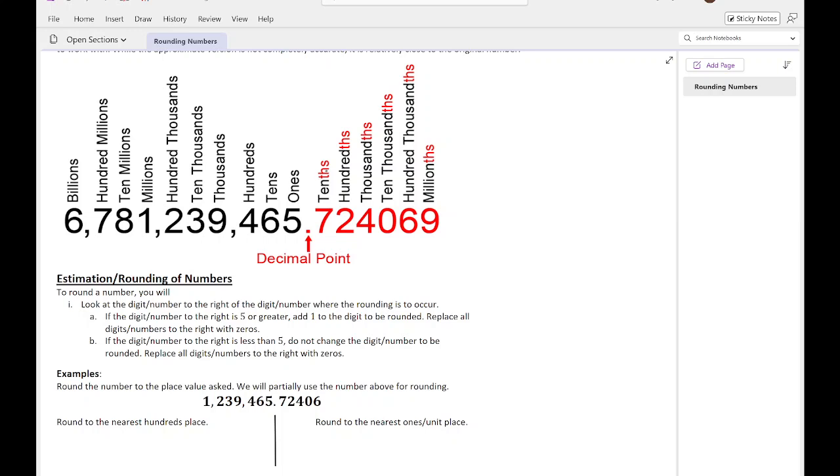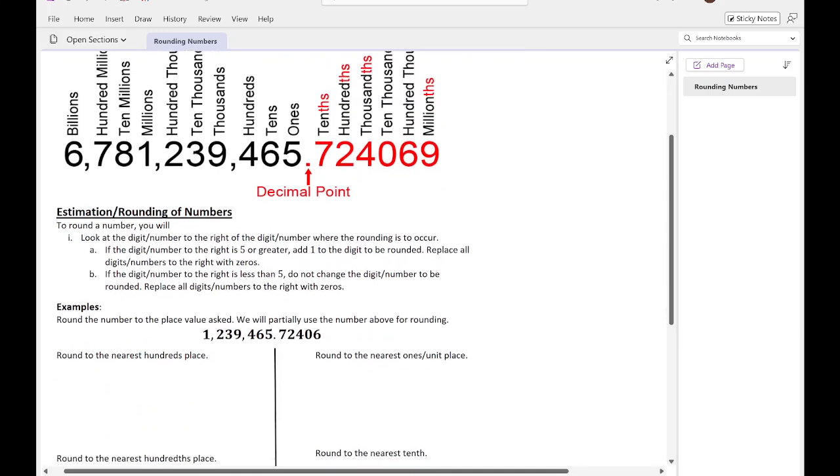7 is the tenths, so after you go past the decimal to the right, you're going to have everything ending in -ths, so tenths. 2 is the hundredths, 4 is the thousandths, the 0 is the ten thousandths, 6 is the hundred thousandths, and 9 is the millionth, and so on and so on. But for the sake of this, that should be all you really need to worry about.